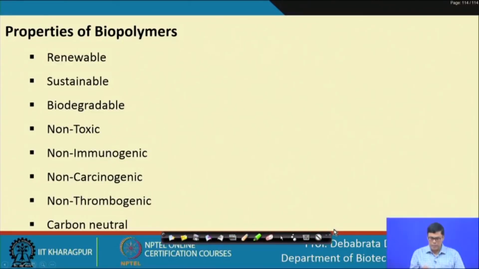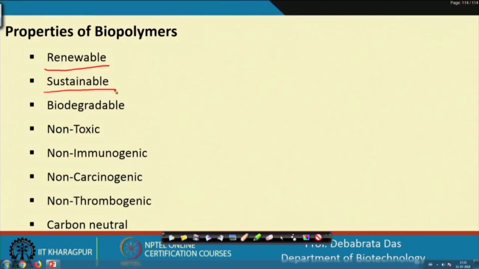Now let us look at the properties of the biopolymer. First, it is renewable. Renewable is very important because it will be available to us throughout our existence. That means it will not be exhausted. Now, sustainable: it can be with us for a longer period of time. Biodegradable is very important, because if it is biodegradable, then it is environmentally friendly.